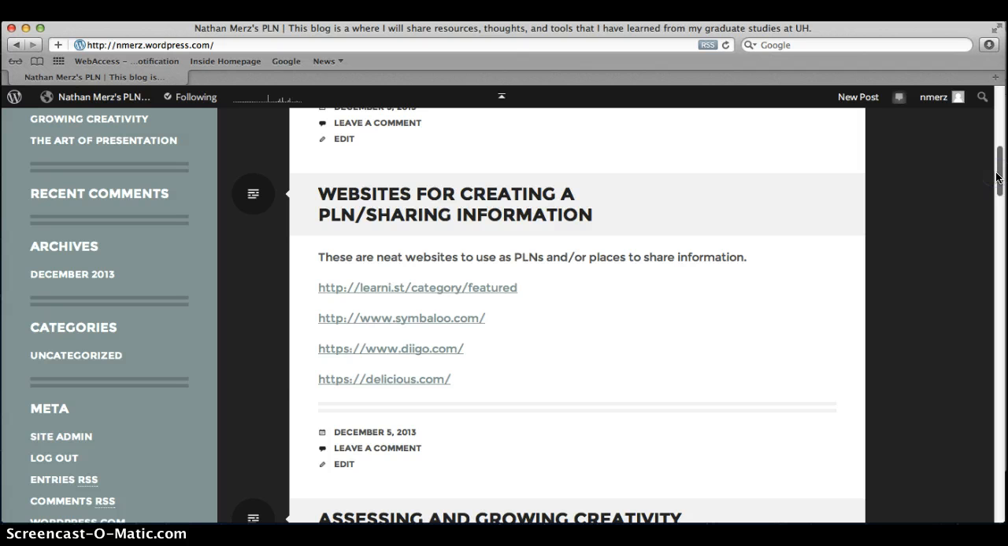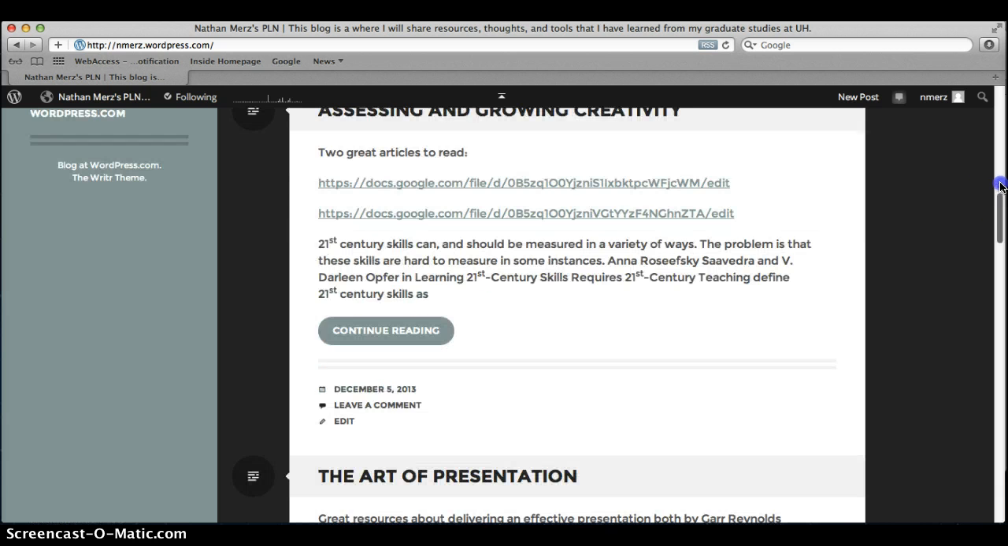The next post I posted was basically just some websites that can be used to create PLNs. It doesn't have to be a blog; it can be many different things for a PLN. These websites were very interesting to me, and I had to share them.